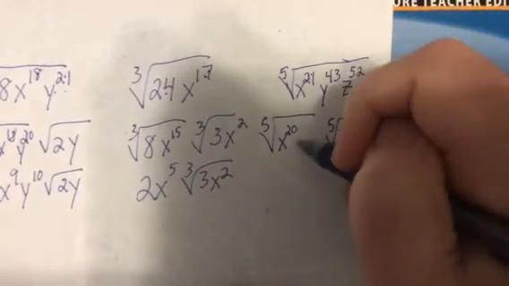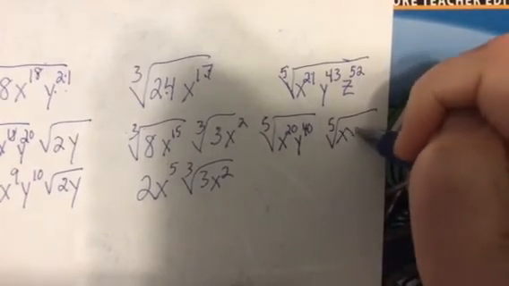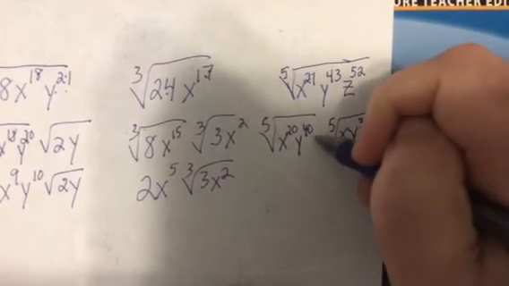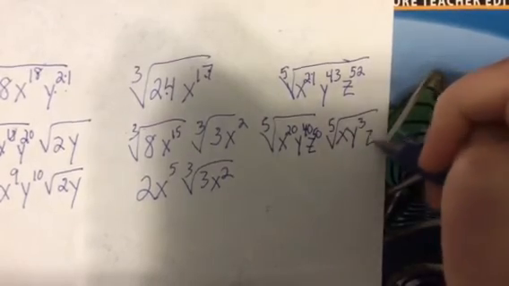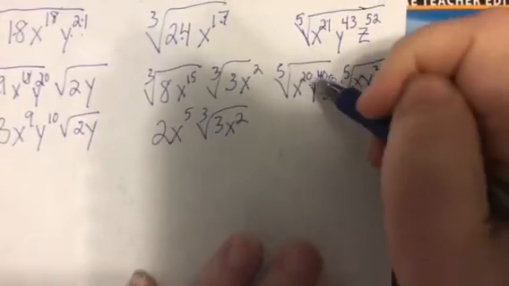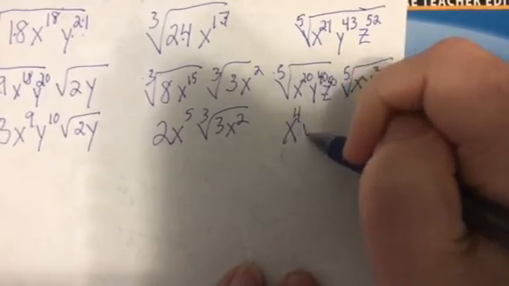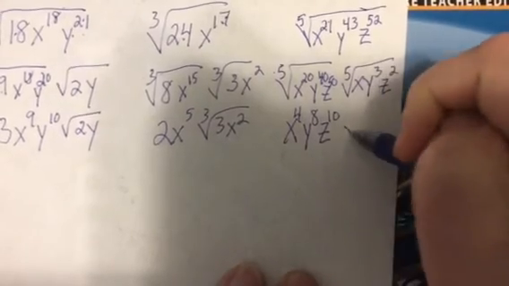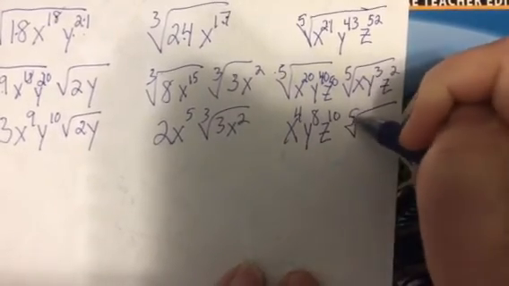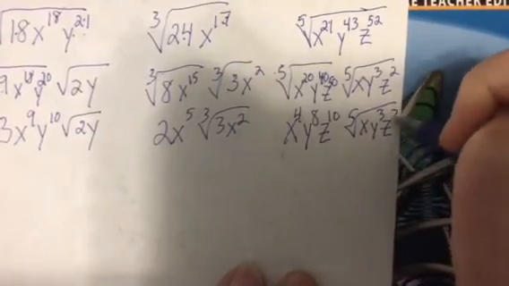Y to the 40. Then I have y cubed left over. And z to the 50, and z squared left over. So divide by the index. So it's x to the 4th, y to the 8th, z to the 10th, and then the fifth root, don't forget the index, of x, y cubed, z squared.